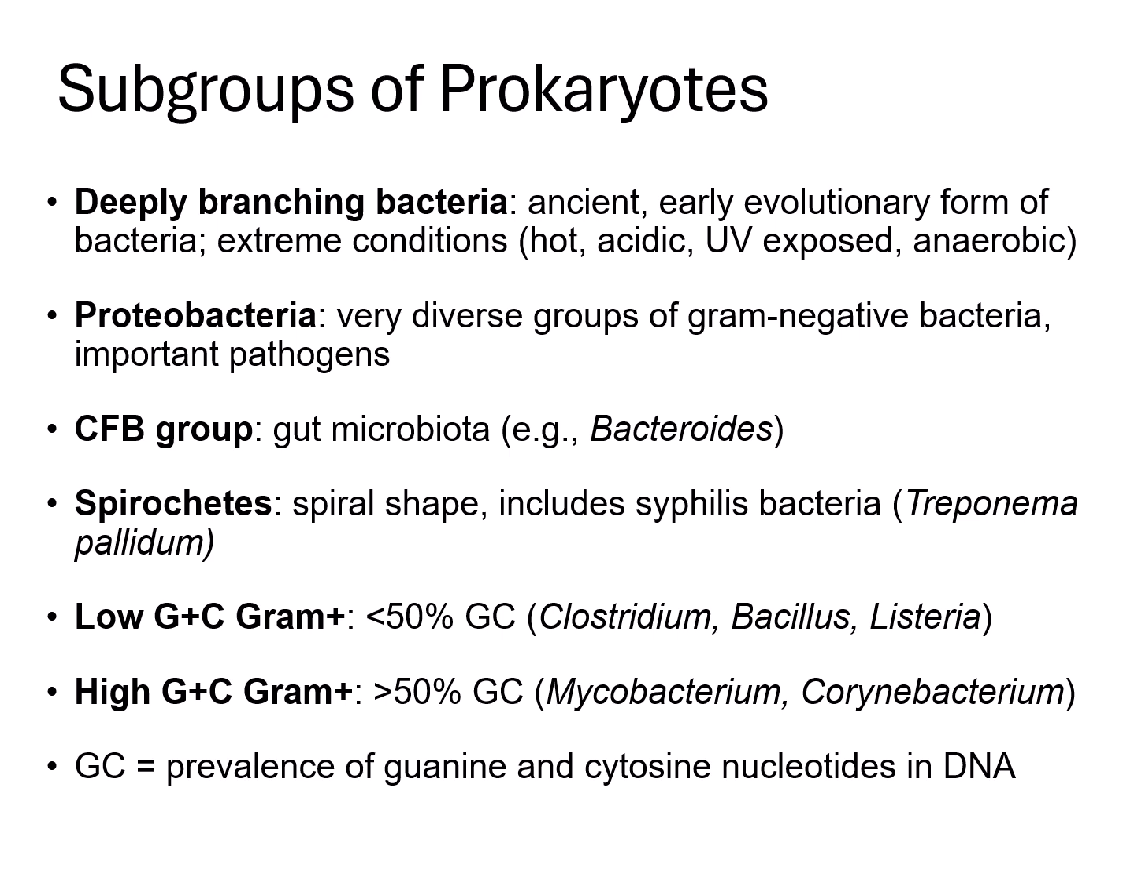We have many subgroups of prokaryotes, and major subgroups include deeply branching bacteria, which are very ancient, early evolutionary forms of bacteria that live in extreme conditions, such as hot, acidic, UV-exposed, and anaerobic conditions without oxygen.